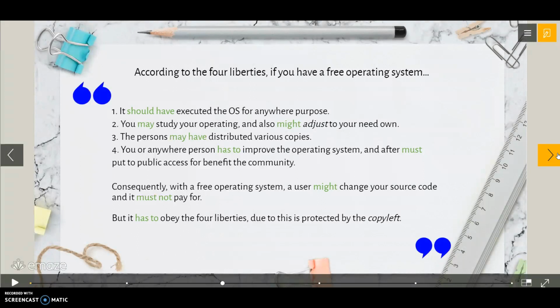Consequently, with a free operating system, a user might change their shortcuts and does not have to pay for it. But it has only 2 of the 4 liberties because it is protected by the copyleft.